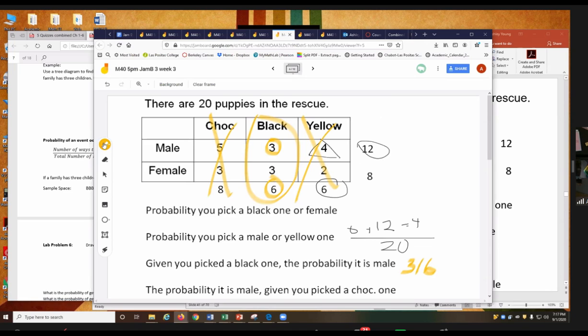Similarly, the next one, probability it's male given. So a lot of times, whichever one is given, usually it's second. Given it's chocolate. So that means you know it's chocolate. What's the probability it's male? 5 males out of 8.